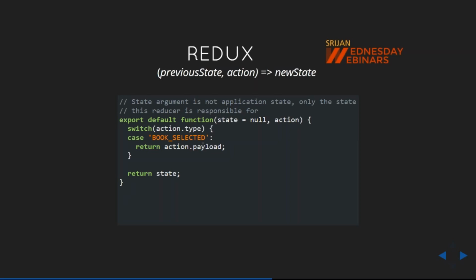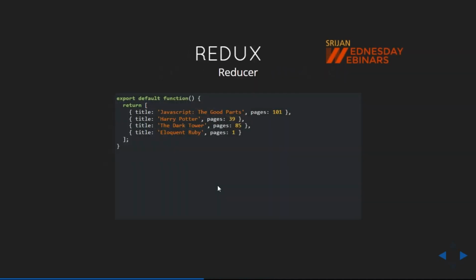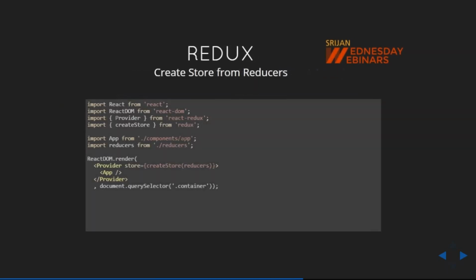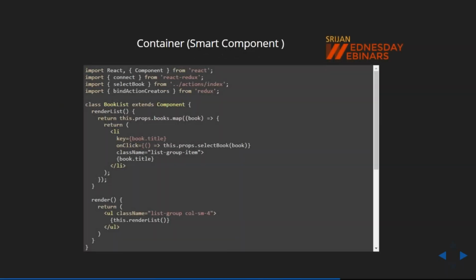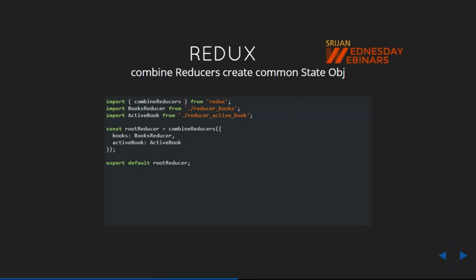So now this book reducer is returning this new state object, which has the book information. Now I have these two reducers. One reducer is just returning the list of books. It is not really a reducer, it is just static information. So I need to combine both of these reducers.